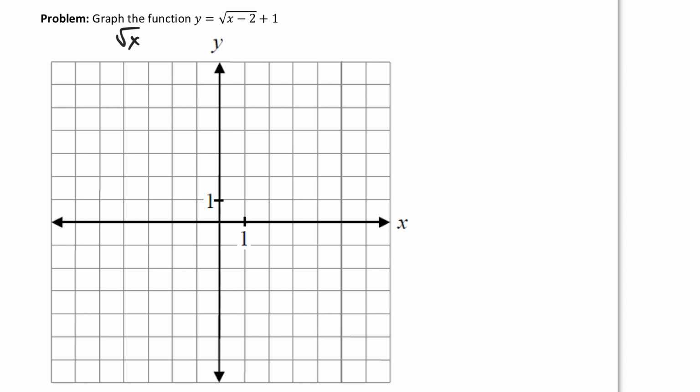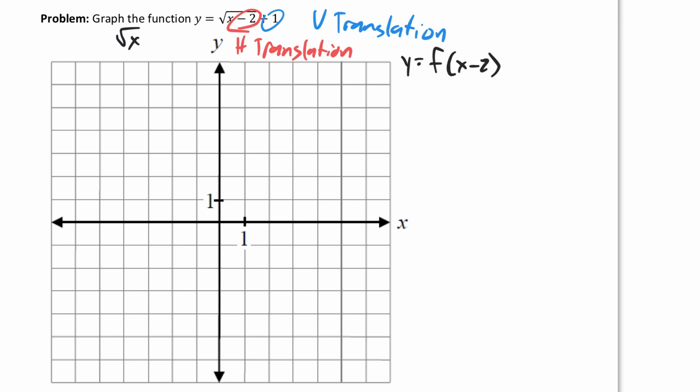And if we think about it in terms of transformations, this minus 2, because it's next to the x, is a horizontal translation. And the 1, because it's outside of the square root, is a vertical translation. In other words, we're going to move the graph 2 units to the right, and we're going to move the graph 1 unit up. Well, that's just transformations. That's as though we had y equals f(x minus 2) plus 1. And transformations are something we've done before, and hopefully we're pretty familiar with.